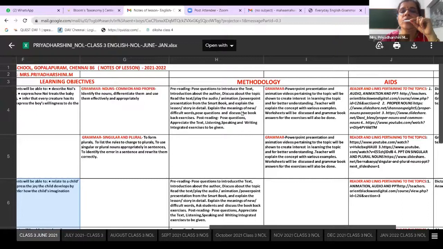You can explain the meanings of the new words or difficult words. You can write them on the board. So all these things you have to note down in the lesson plan. And pose questions and discuss the book back exercises. That is also very, very important.